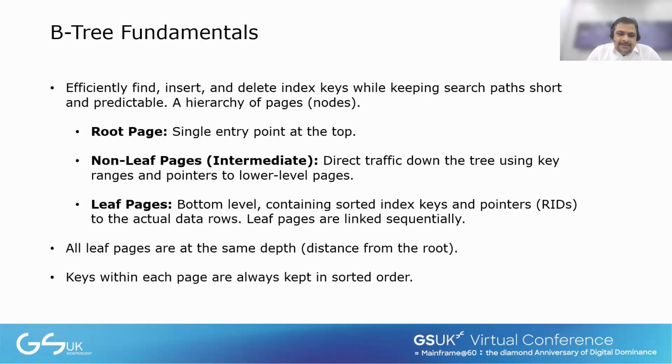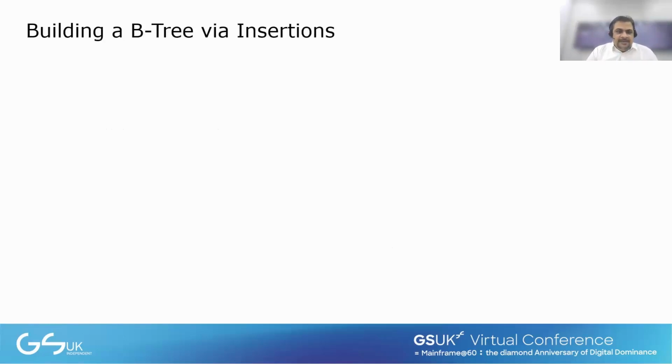In addition to that, all leaf pages are at the same depth. The bottom layer of leaf pages is equidistant from the top root page. The second thing is that within each page, the keys are always kept in sorted order, ascending or descending. It will always be sorted. So these are some basic fundamentals.